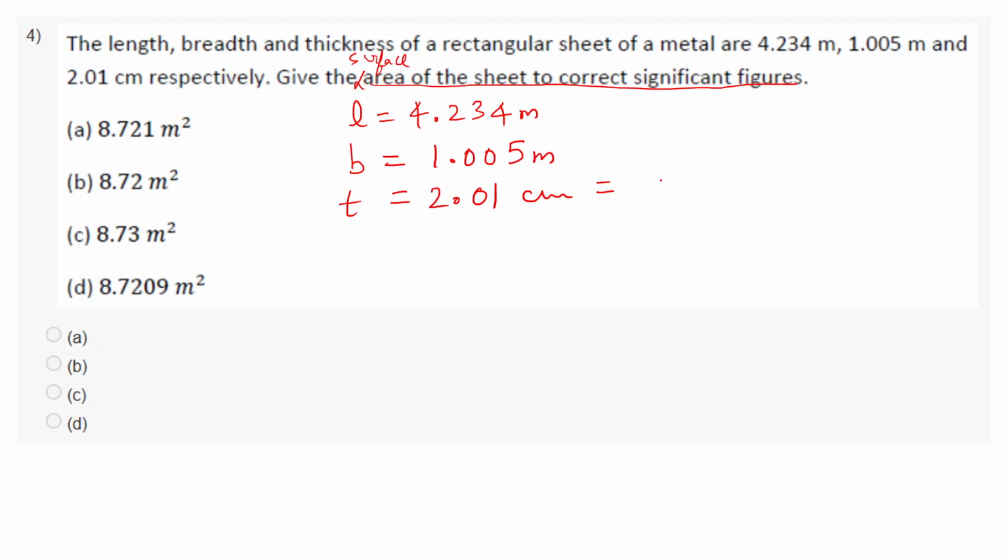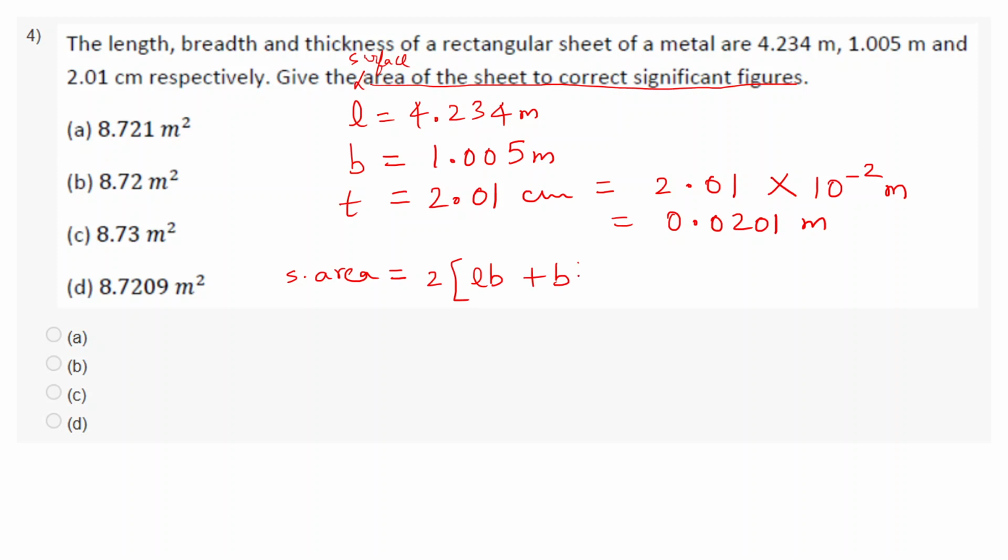So I'll change this into meters. 2.01 centimeter, when we change to meter, will be 10 to the power minus 2 meters, so 0.0201 meters it will become. The formula for surface area is 2 times length times breadth plus breadth times thickness plus length times thickness. Okay, let's substitute these values.